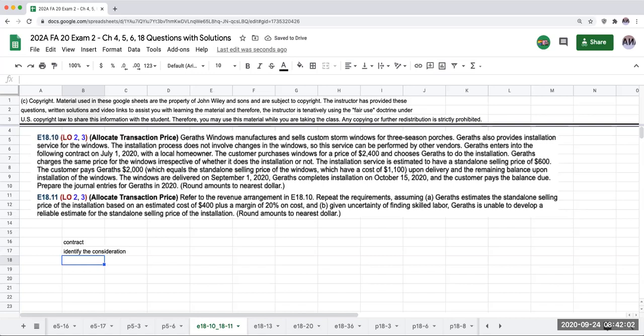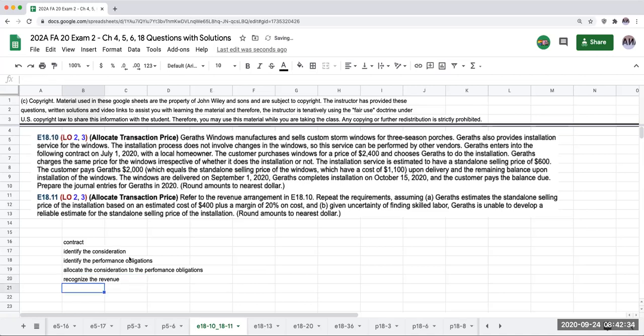The third part is going to be to identify the performance obligations. The fourth step is going to be to allocate the consideration, basically, which is the cash, to the performance obligations. And then lastly is to recognize the revenue.